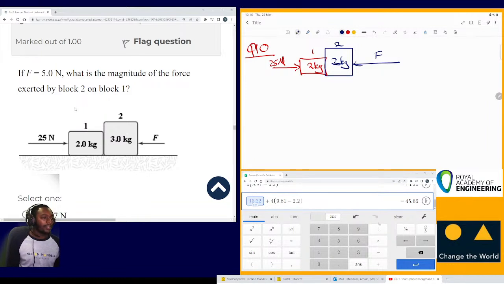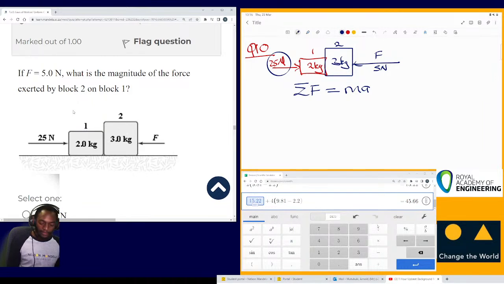Alright, so if force F is 5 newtons, we're given the magnitude of force F, it's 5 newtons. And we have another force that we have here, can you see? It's 25 newtons. Which means we are supposed to still apply our Newton's second law of motion, right? Summation of forces is equal to MA. Because these are the two forces being applied in the x direction. Do you agree?